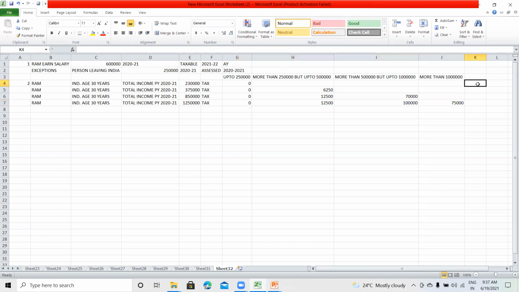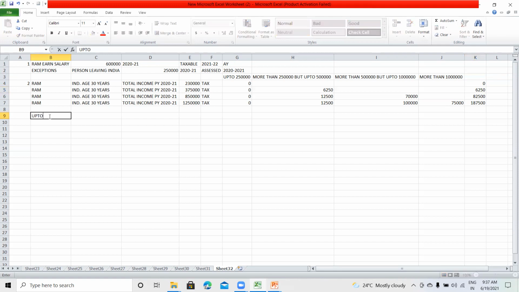So in this situation, when his income is up to 2 lakh 50,000, he will pay zero, nil tax. If it is more than 2 lakh 50,000 but up to 5 lakh, then he will pay 5% on the excess of 2 lakh 50,000.